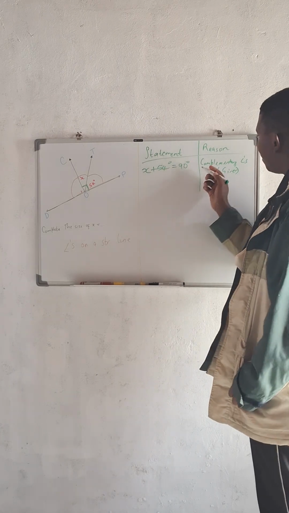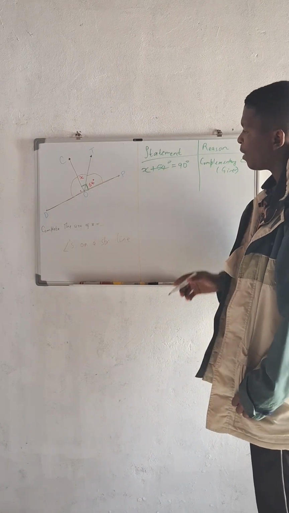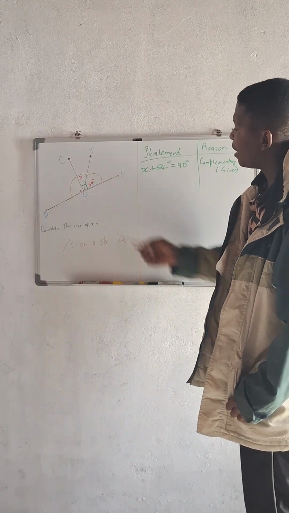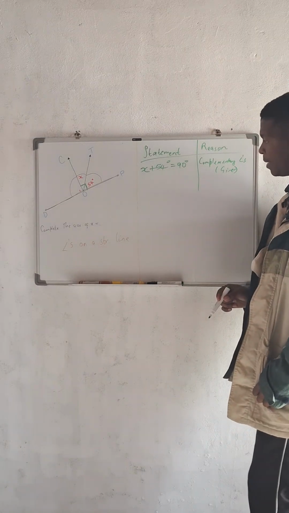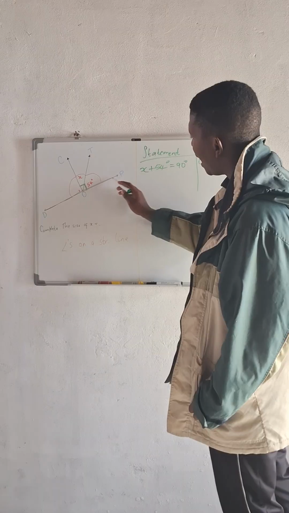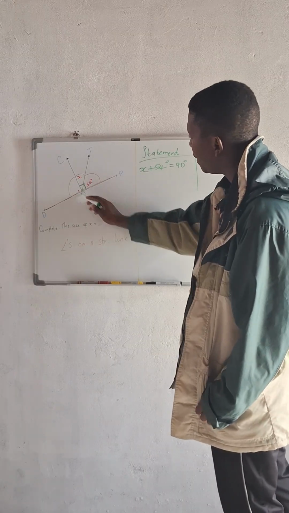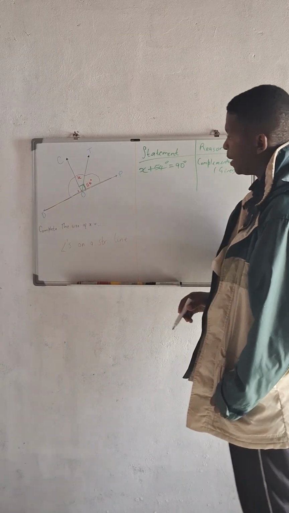Now we have given a statement, we have given a reason. They are complementary. Why complementary? When you add them, they're equal to 90. Why 90? They have indicated here that this is 90. These two lines, they are perpendicular. If they are perpendicular, they are equal to 90.